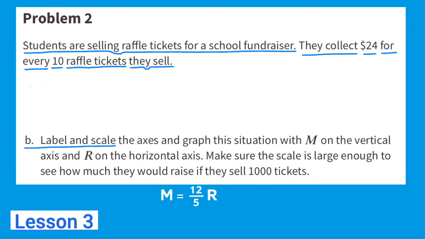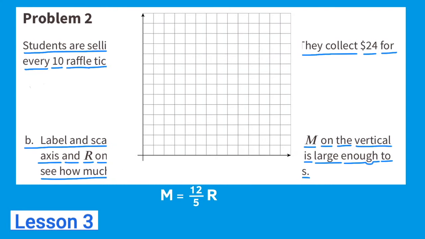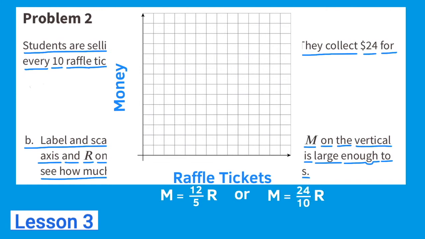B. Label and scale the axes and graph this situation with M on the vertical axis and R on the horizontal axis. Make sure the scale is large enough to see how much they would raise if they sell 1,000 tickets. Let's graph this situation with money on the vertical axis or the y-axis and raffle tickets along the horizontal axis or the x-axis. Remember, our equation is M equals 12/5 times R, or M equals 24/10 times R. Or this equation. See if you can figure it out.